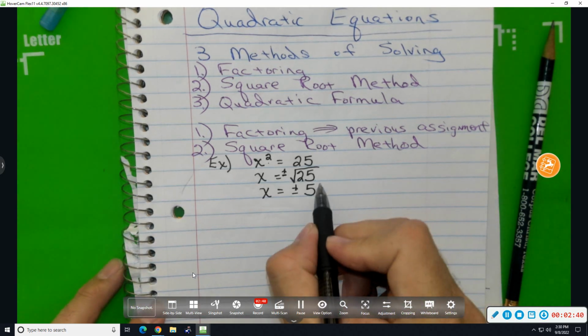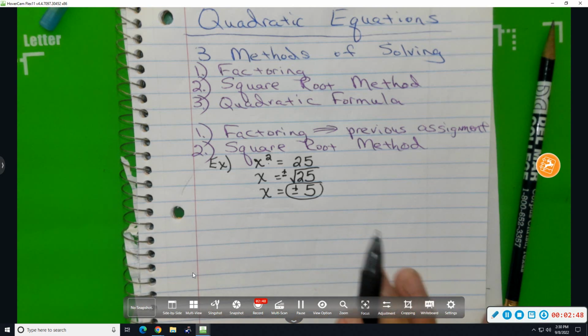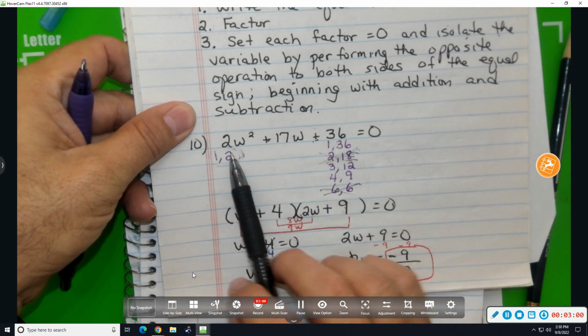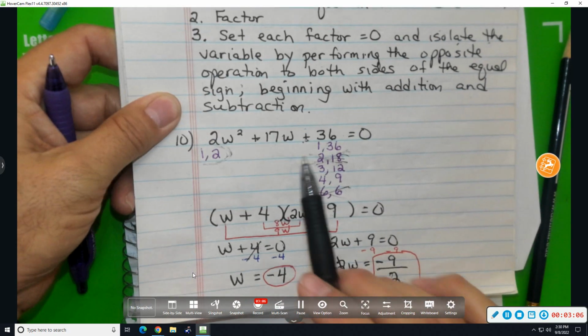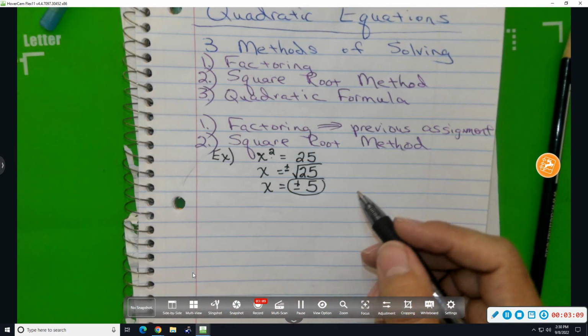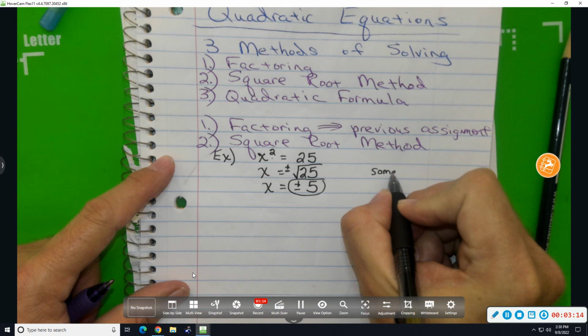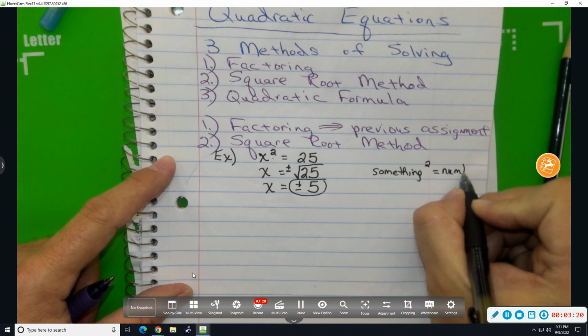Now, with the square root method, the equations have to be written in a particular form. It can't be written like this problem right here. It's a quadratic equation that we solved by factoring one day. But you wouldn't want to use the square root method there because you don't have it in the form x squared equals a number. I always say something squared equals a number. That may be more than just a variable being squared, but you have to have it in the form something squared equals a number.